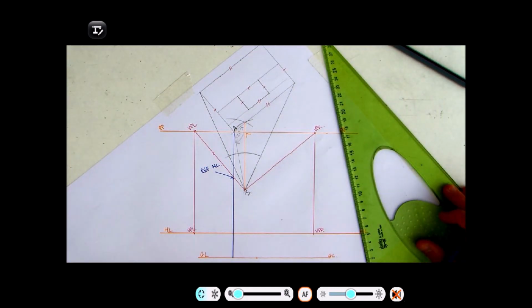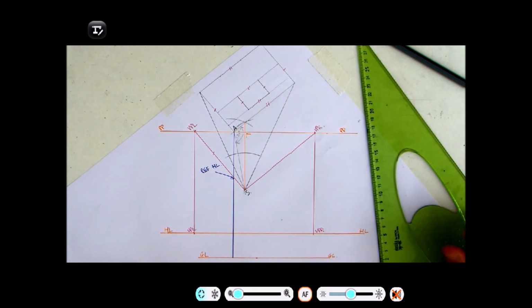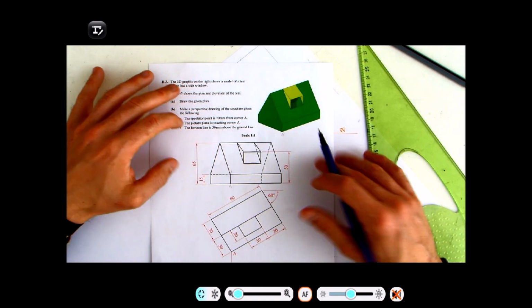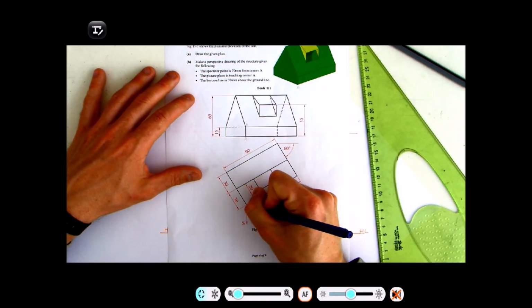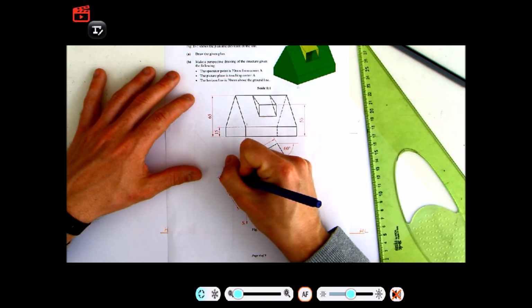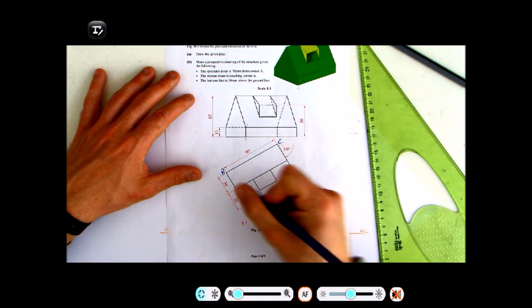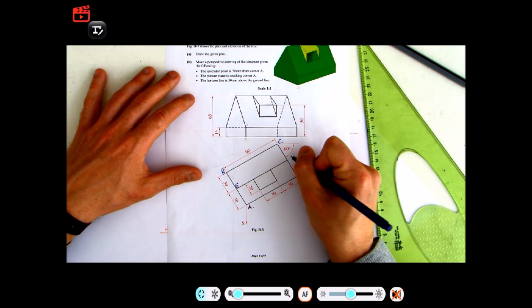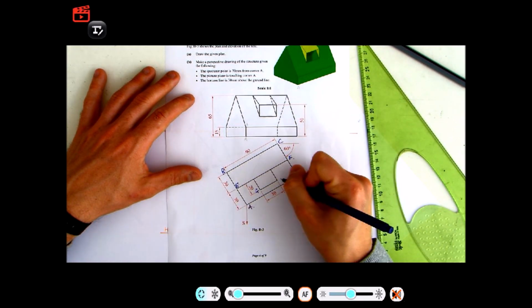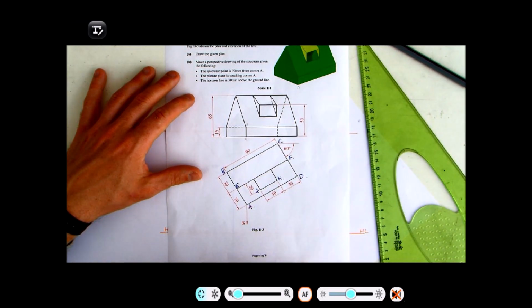Now, what I'm going to do in setup is label my points. So in the plan view, this is corner A. I'm going to go clockwise. This is going to be corner B, C, D, E, F, G, and H. So there's my points there.